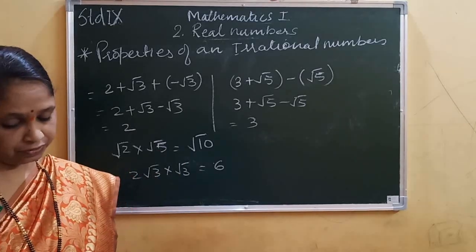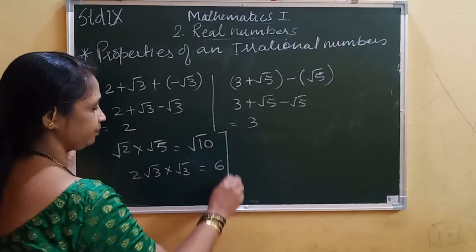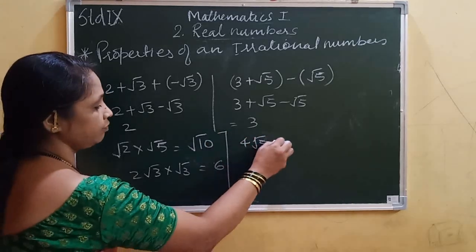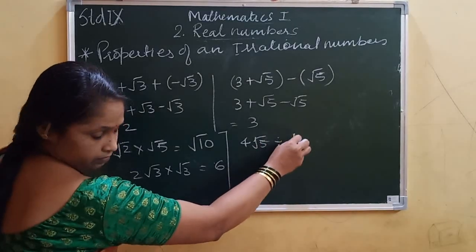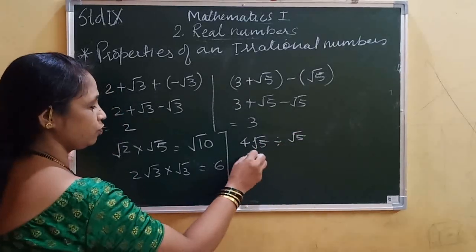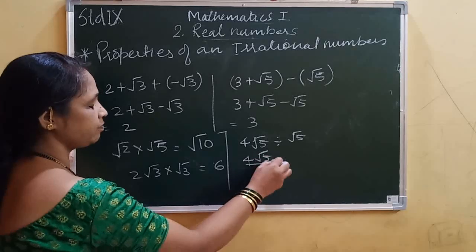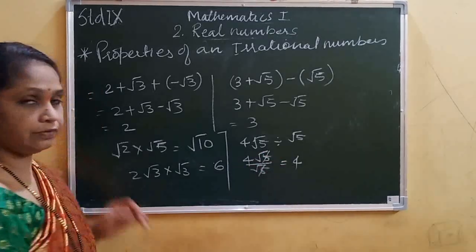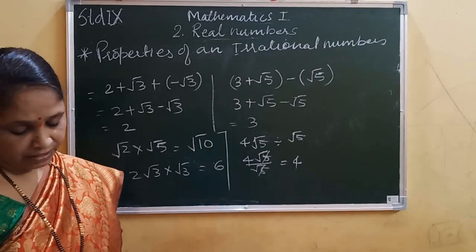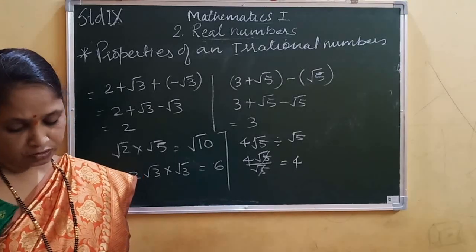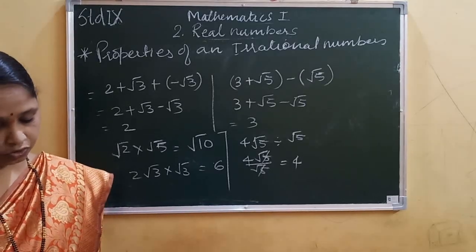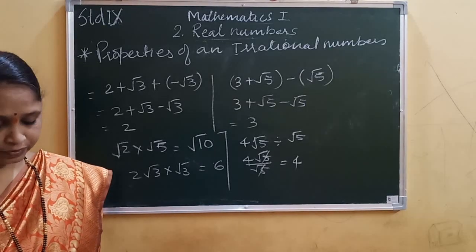Now division. Division what? 4 root 5 divided by root 5. Now 4 root 5 divided by root 5 means what will be? It will be 4. Now see, multiplication or division of non-zero rational numbers with irrational number is also an irrational number.